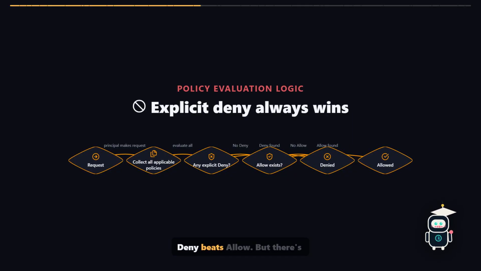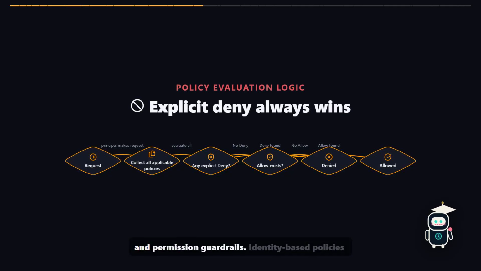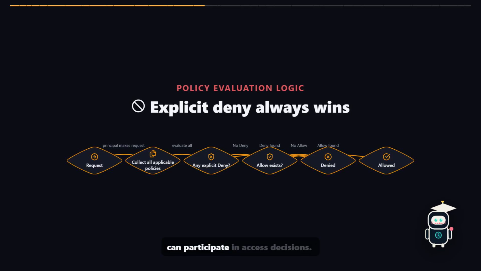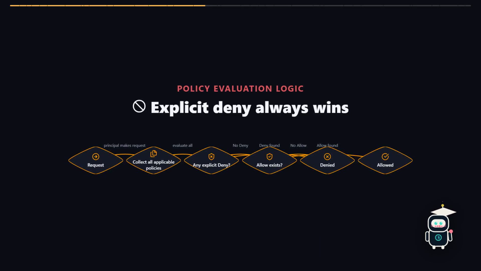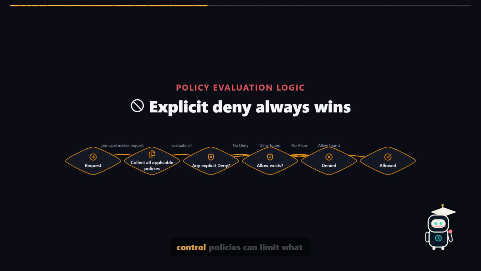Explicit deny beats allow. But there's another important layer. AWS environments can use different policy types and permission guardrails. Identity-based policies can grant permissions. Resource-based policies can participate in access decisions. Permissions boundaries can limit the maximum permissions an identity can receive. And AWS Organizations' service control policies can limit what identities and member accounts are allowed to do.